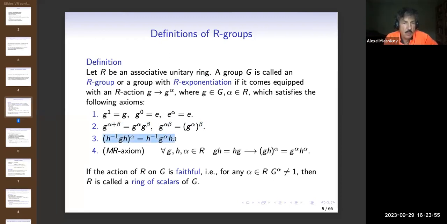We want it to commute with conjugation, because the standard Z exponentiation has this property, and this is really crucial. I think it's an important axiom. And Roger Lyndon, a long time ago, stopped at the first three, and he considered this as R group.